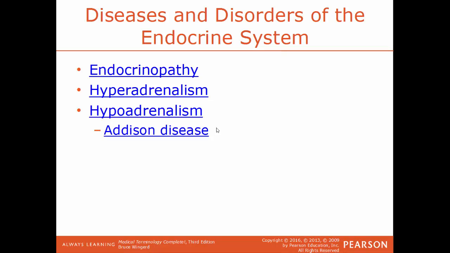Our next one, hyperadrenalism. This is where you have an excessive production of hormones from the adrenal gland. And the opposite of that would be hypoadrenalism, where you have a very low amount of hormones produced by the adrenals. A very common example of this condition would be Addison's disease. This is due to the very low levels of cortisol being produced, or by producing too little aldosterone also.